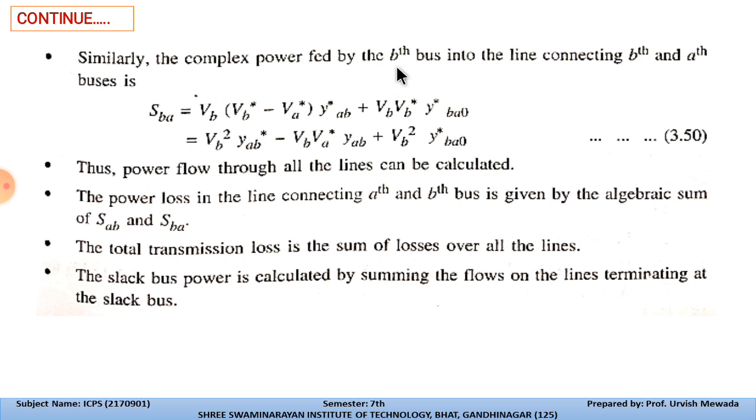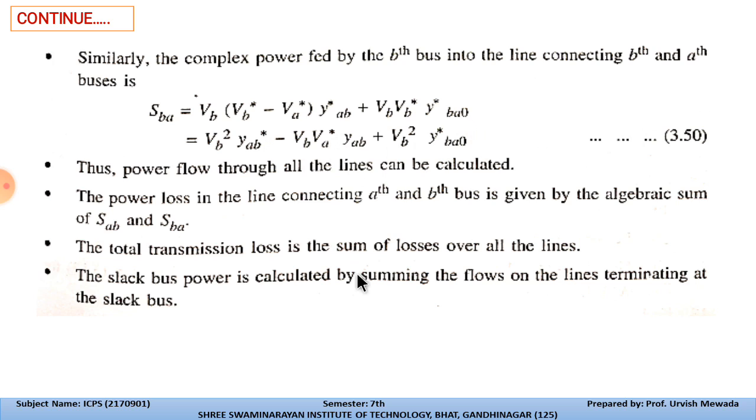Now similarly, the complex power fed by bus B, we can write the bus B equation directly, that is SBA is equal to VB into (VB conjugate minus VA conjugate) YAB conjugate, plus VB into VB conjugate Y conjugate BA0. So from that we can write this equation: VB square YAB conjugate minus VB into VA conjugate YAB plus VB square Y conjugate BA0. So this is equation 3.50.